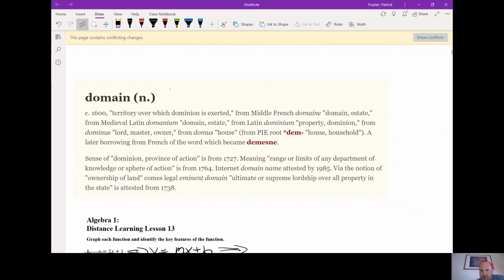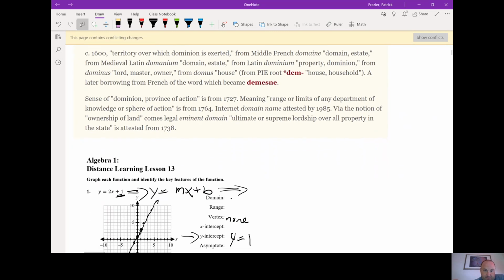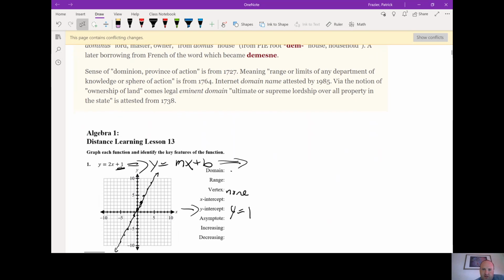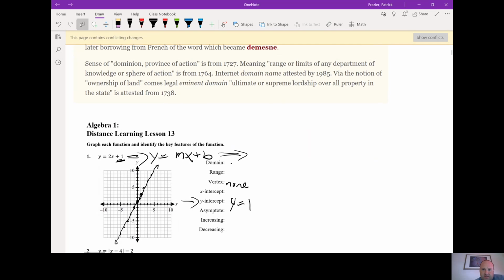domain is a territory over which dominion is exerted, from Middle French domaine, estate, from medieval Latin domainum, from Latin dominium, property, dominion, from dominus, lord, master, owner, from domus, house, household. It carries a sense of dominion, or province of action, meaning range or limits of any department of knowledge or sphere of action.